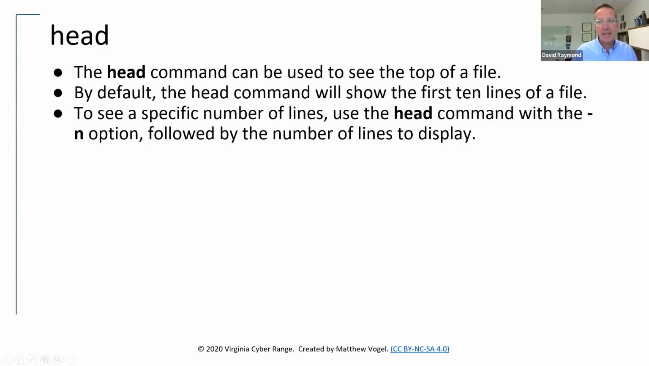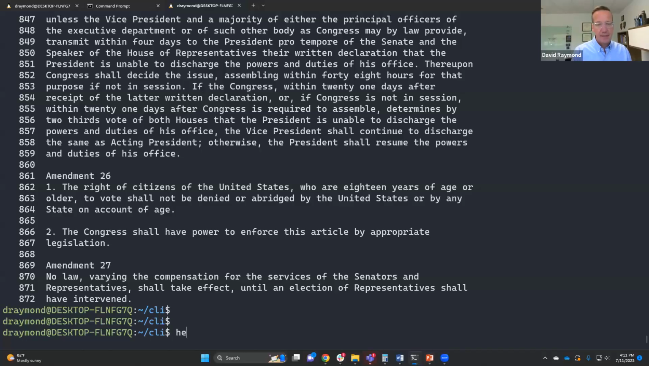And then with head, I can also use the -n option. And you can probably think of what that's going to do. It's not going to provide line numbers. It's going to give me that many lines, right? So if I go back here and I say head const.txt, I won't do the -n yet, just head const.txt.